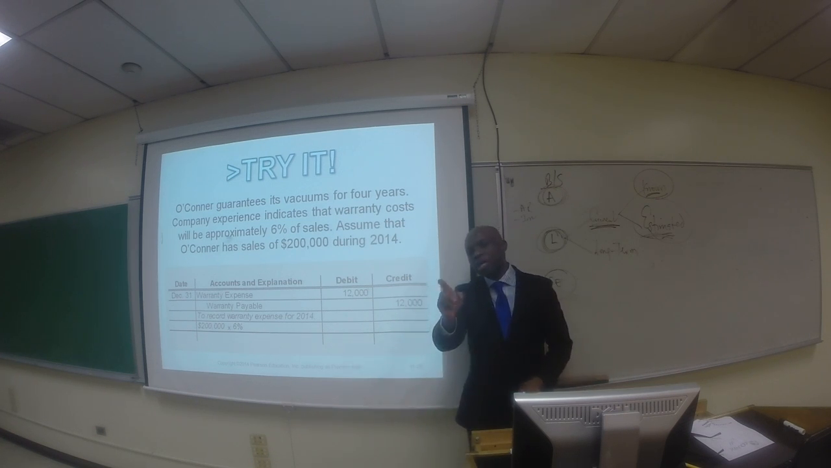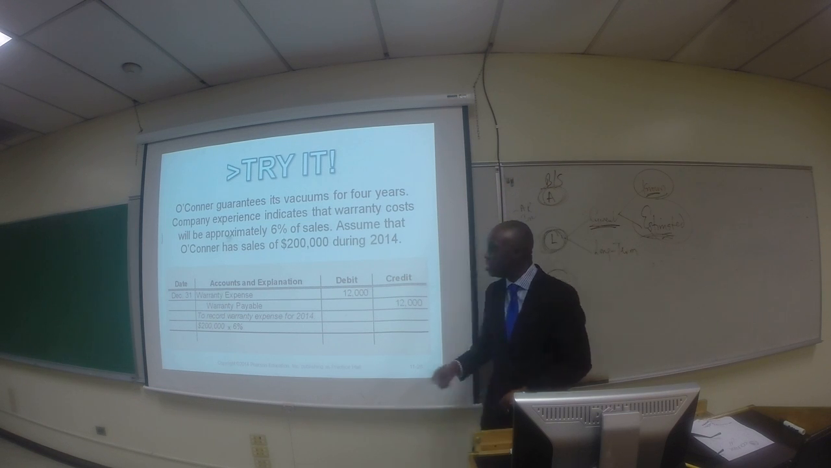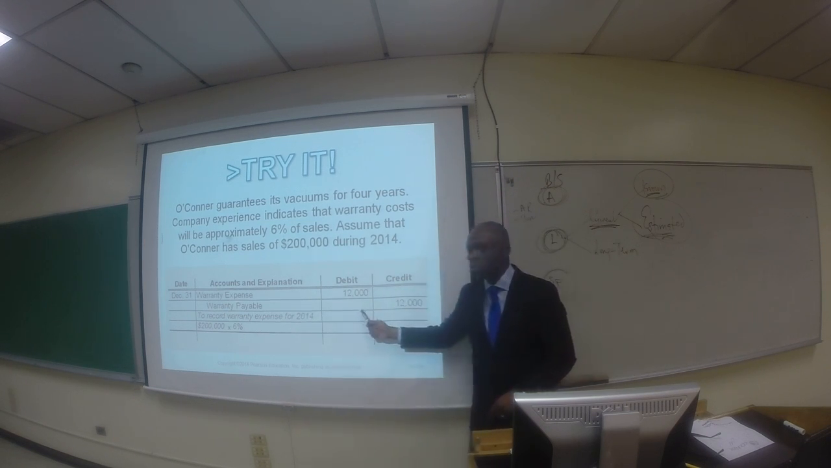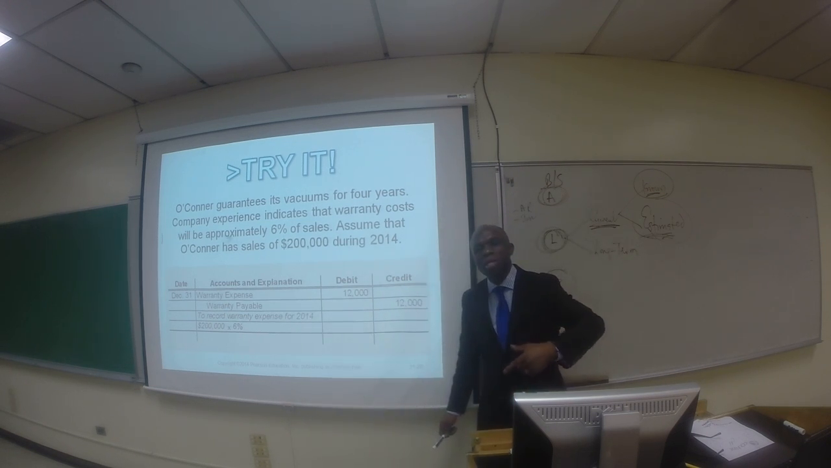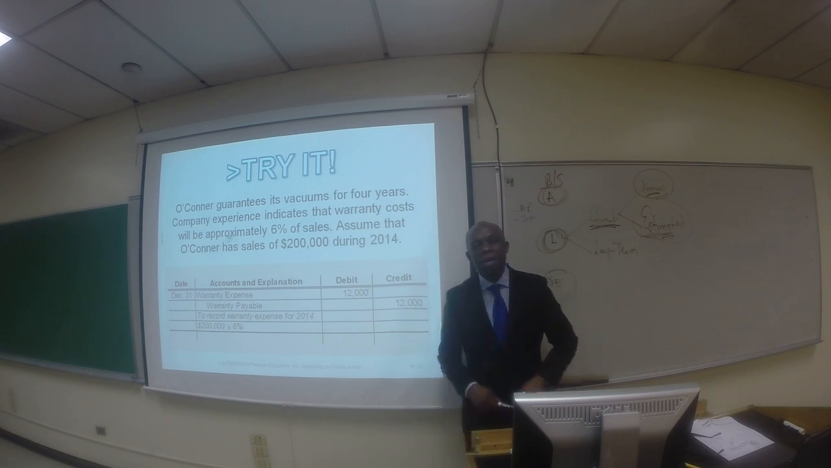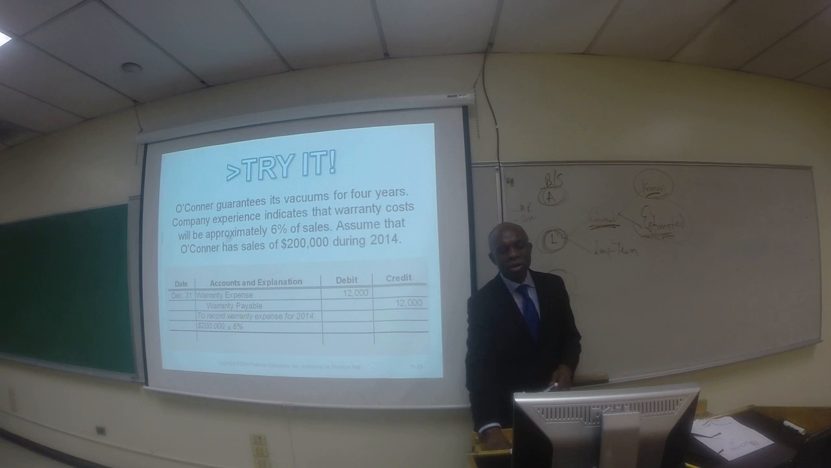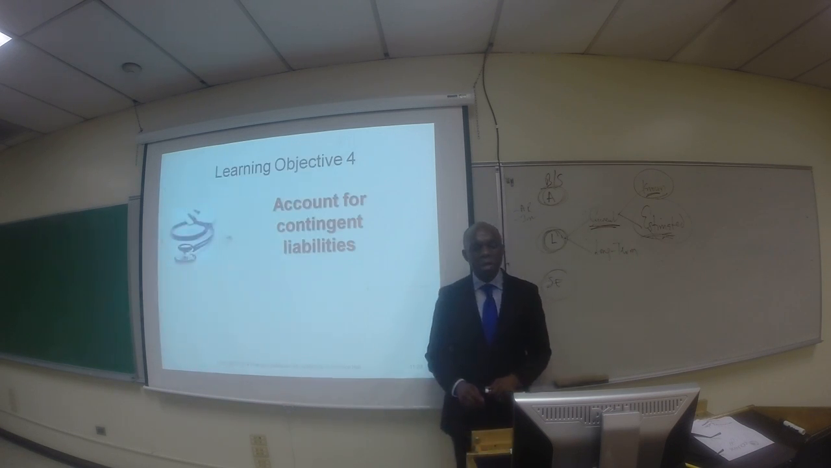Now take a look at this. Here is the main focus in this chapter. The key is what? Warranty payable. It is a liability. Remember, in this chapter, the title is what? Current liabilities and payroll. So we have recognized the liability accordingly.